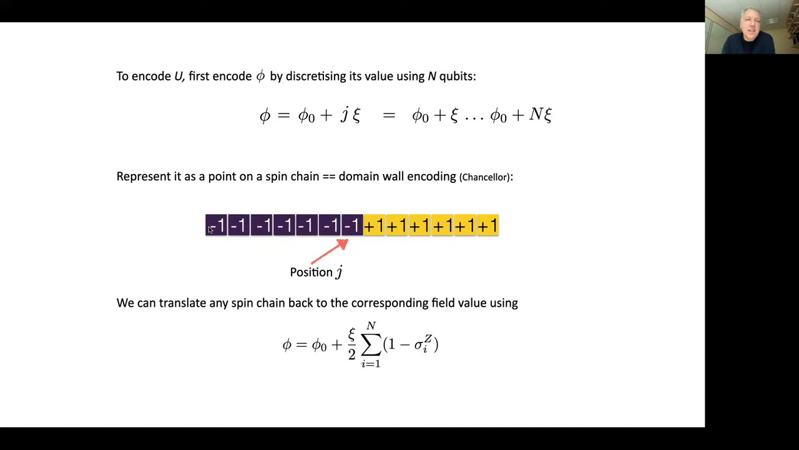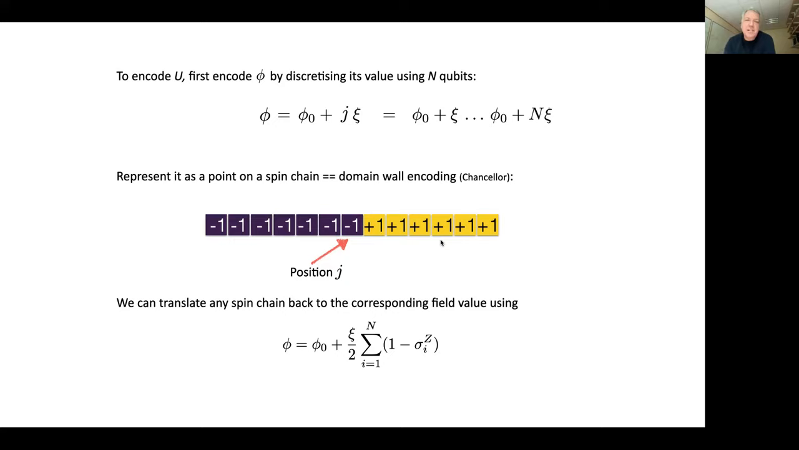So this is a domain wall encoding, and actually Nick Chancer was the person that first wrote this, which is how we came into this whole subject, in fact. So this is Nick Chancer's encoding, the domain wall encoding. So if you give me this set of sigmas, with all the minuses and all the pluses, I can translate it back to the field value. So the field value would be phi zero, and then I need to extract j. So what I would do is sum over all the sigmas in this spin chain.